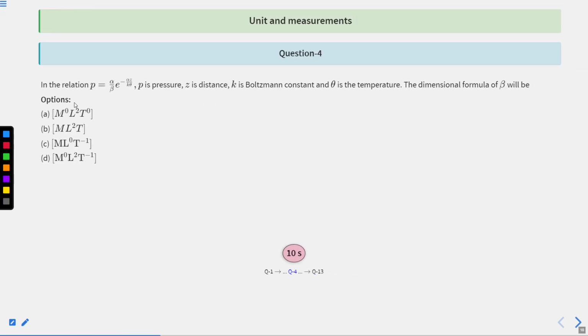Next question. In the relationship P equals alpha divided by beta, e to the power minus alpha z by k theta, where P is pressure, z is distance, k is the Boltzmann constant and theta is the temperature, the dimensional formula of beta will be what? You have 4 options. Which one is correct? You have 10 seconds to solve this question. After that, we will provide the solution.